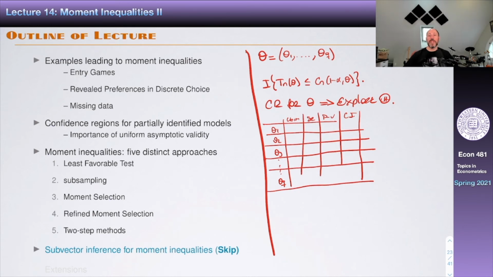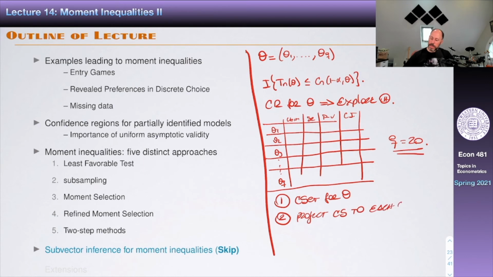All right. So then, of course, you can do everything we discussed so far. In step 1, you get a confidence set for theta. And in step 2, you project your confidence set to each coordinate. You can do that, but that will be conservative. And it could be really conservative. The larger q is, the more conservative it will be.